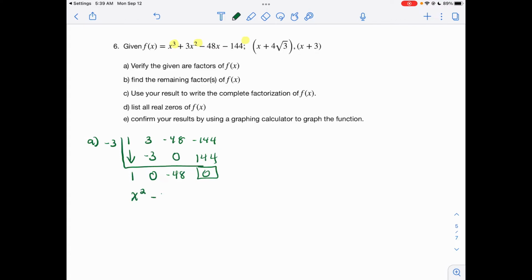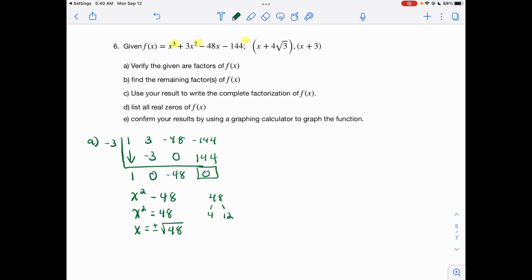There's no x term, so minus 48. And then we're just going to solve this quadratic. So x squared is equal to 48. x is equal to plus or minus the square root of 48. 48 does simplify down. I know 4 will go into 48 12 times.